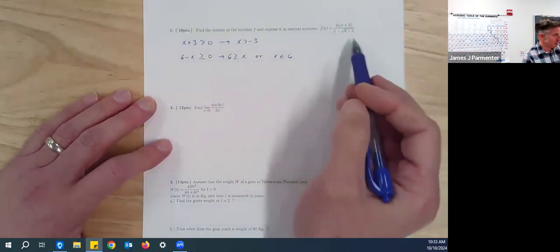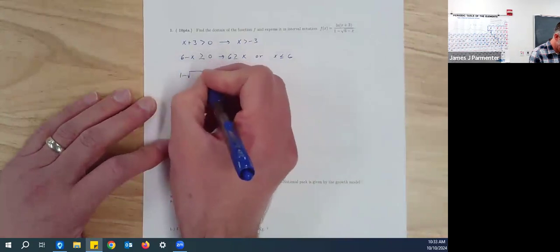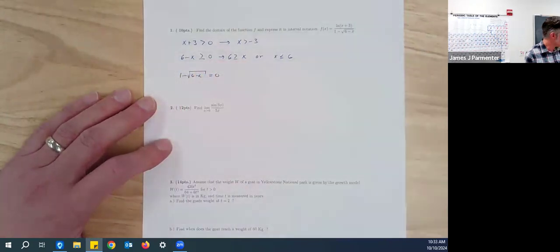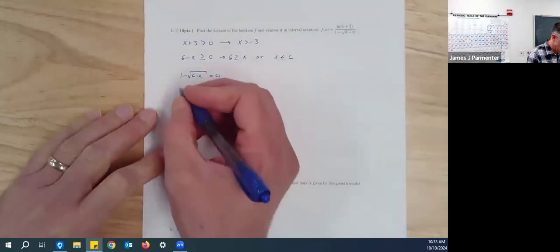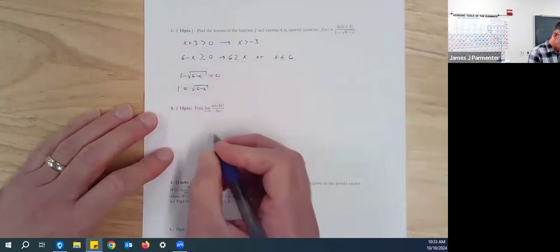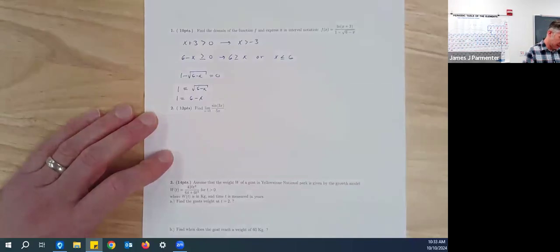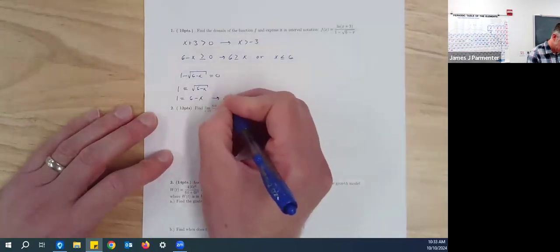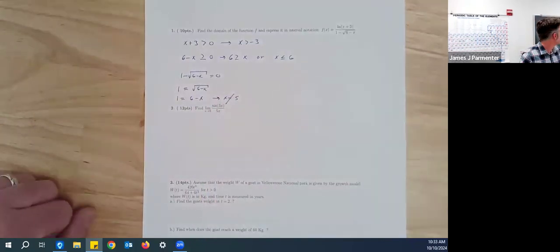Finally, we need to make sure the denominator is never equal to 0. So we're going to set 1 minus the square root of 6 minus x equal to 0 and solve for x. You might just be able to guess that x is equal to 5, because 6 minus 5 is 1, square root of 1 is 1, and 1 minus 1 is 0. Or you can solve it by saying 1 equals the square root of 6 minus x, and then squaring both sides to get 1 equal to 6 minus x. So x is going to equal positive 5. And we want to exclude that. So we want x to not equal 5.